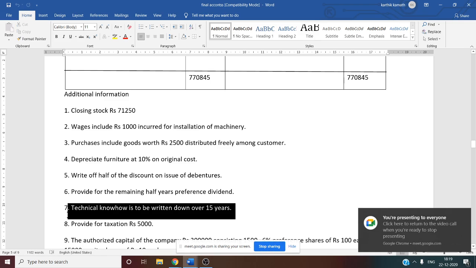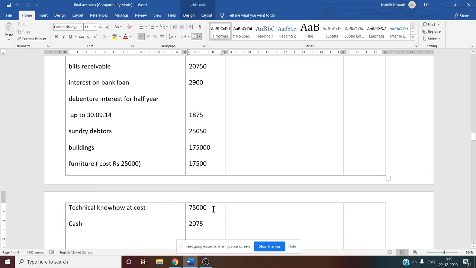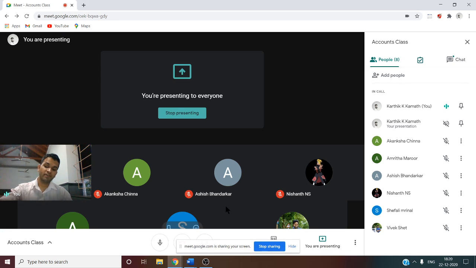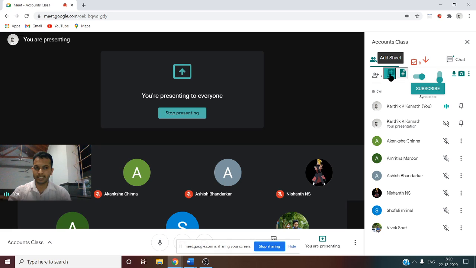Then technical know-how, if you see, is to be written down over 15 years. So here technical know-how at cost is given 75,000. Over the 15 years you are making the written down value, means we want 1 year written down value. How to get the 1 year written down value? 15 years they have said, divided by 15. 75,000 divided by 15, if you do, what you will get? You will get 5,000. So 5,000 is the written down value for 1 year, that is for this financial year. So that you can show under working note number 29.